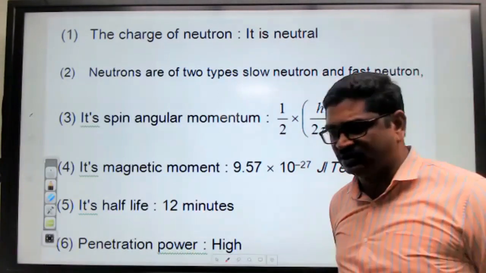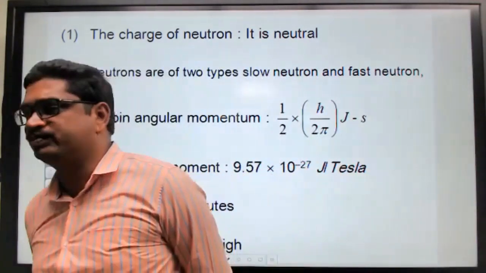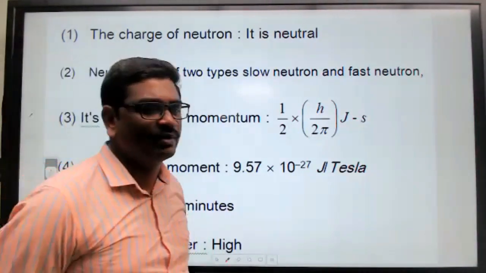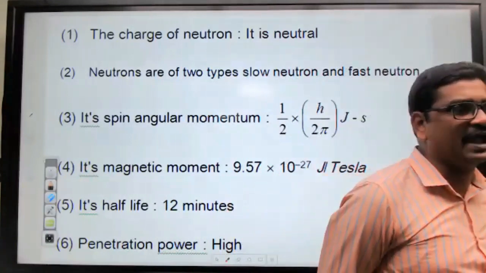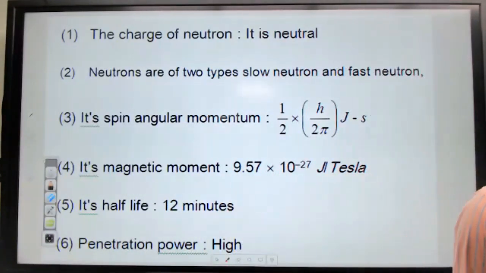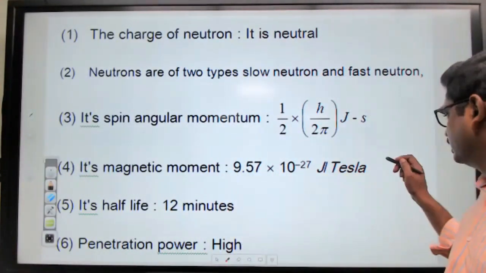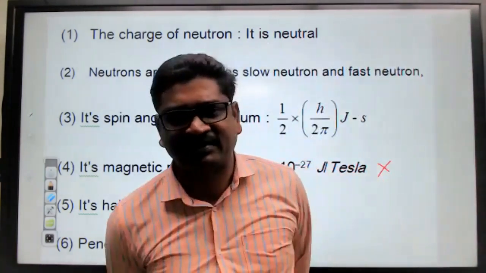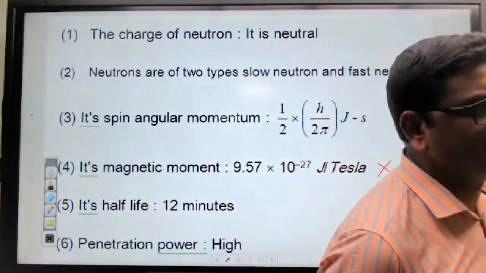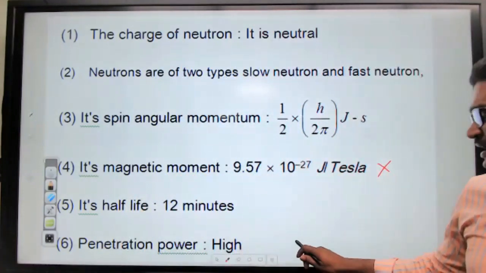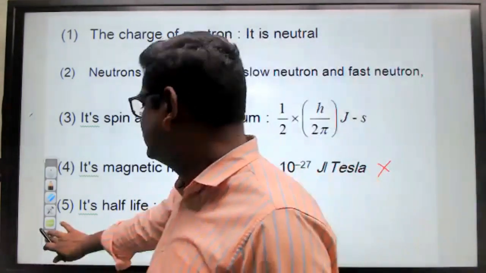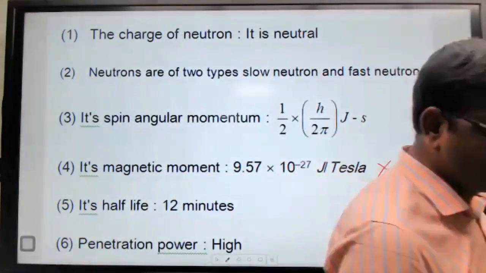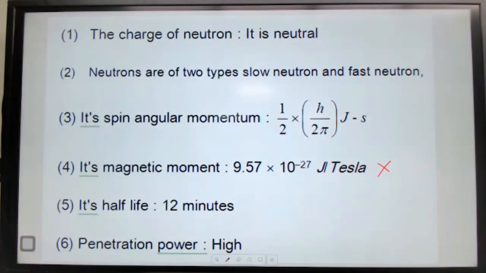Angular momentum equals 1/2 into h by 2 pi. The general formula is n h by 2 pi, but for the neutron we need to write 1/2 into h by 2 pi as the angular momentum. Next, magnetic momentum is not required, and the half-life of the neutron is around 12 minutes. Next, penetration power is high for the fast moving neutron.